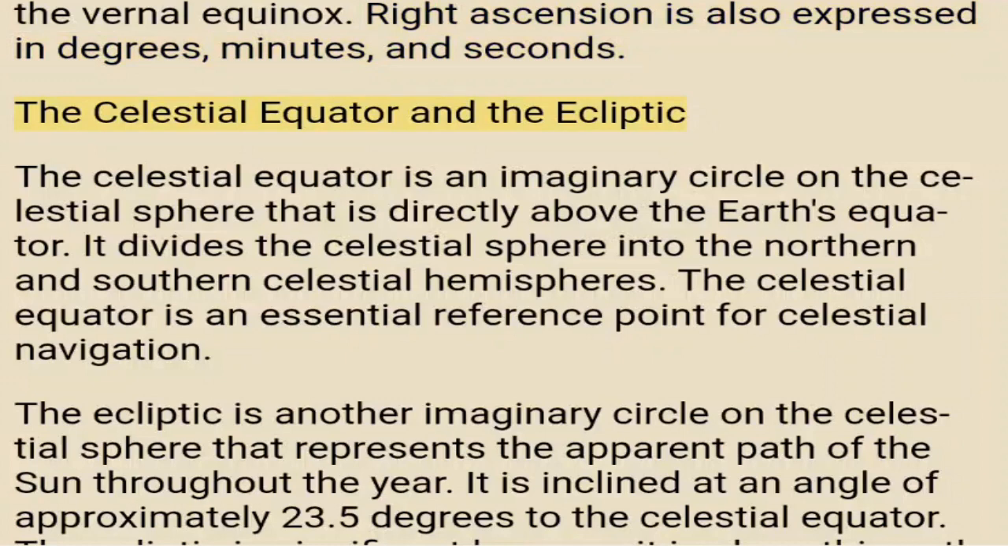The celestial equator and the ecliptic. The celestial equator is an imaginary circle on the celestial sphere that is directly above the Earth's equator. It divides the celestial sphere into the northern and southern celestial hemispheres. The celestial equator is an essential reference point for celestial navigation.